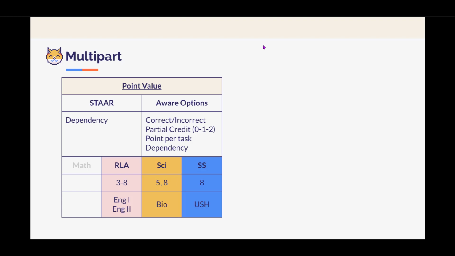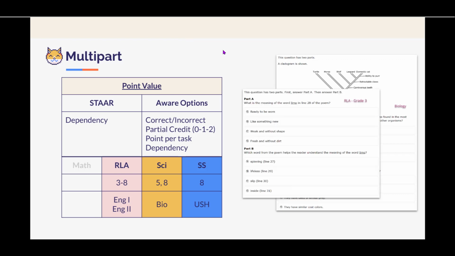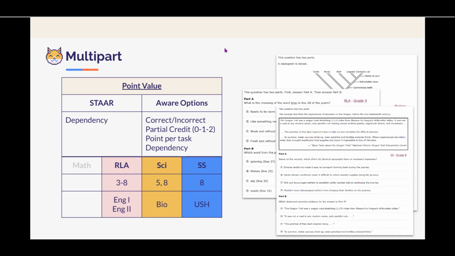As for the content areas and grade levels, it is pretty much everywhere except for math. However, that is not to say that math can't use multi-part, because you absolutely can. Now let's take a look at some examples. This first one is from biology. Then 3rd grade RLA and 8th grade social studies.